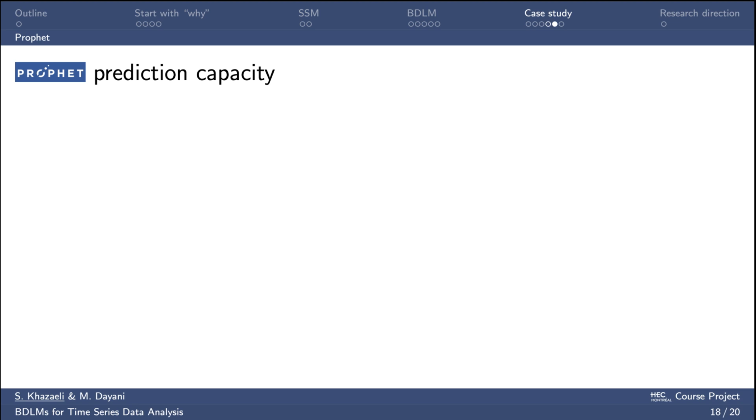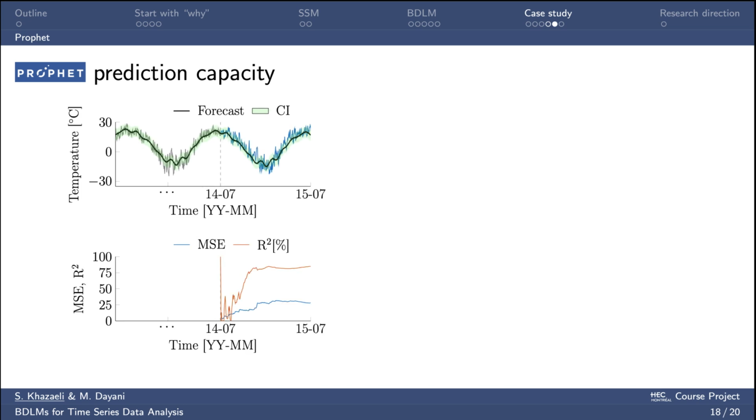Okay, let's take a look at the results obtained by Prophet. We carried out the same prediction capacity investigation using Prophet. The Prophet successfully captures the periodic patterns of the temperature data. It also captures some short-term variability of the data. It is because of the nonlinear functions used in the model that increase the flexibility of the model. In the case of the BDLM, we need to add additional periodic components for short-term phenomena. In terms of MSE and R-squared, Prophet shows a low MSE and high correlation for long-term predictions.